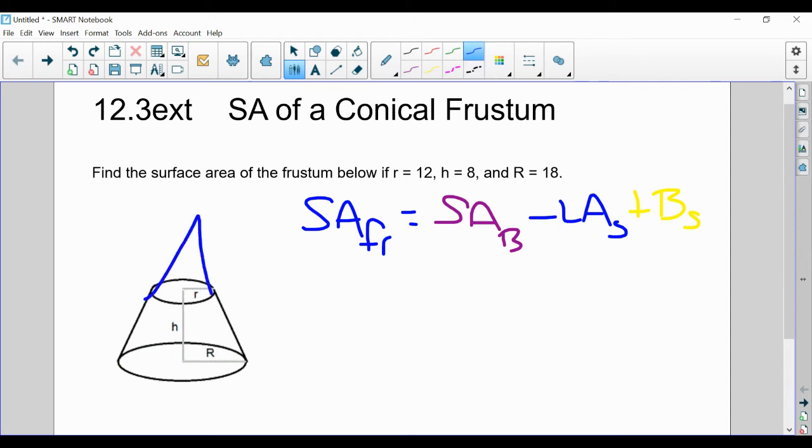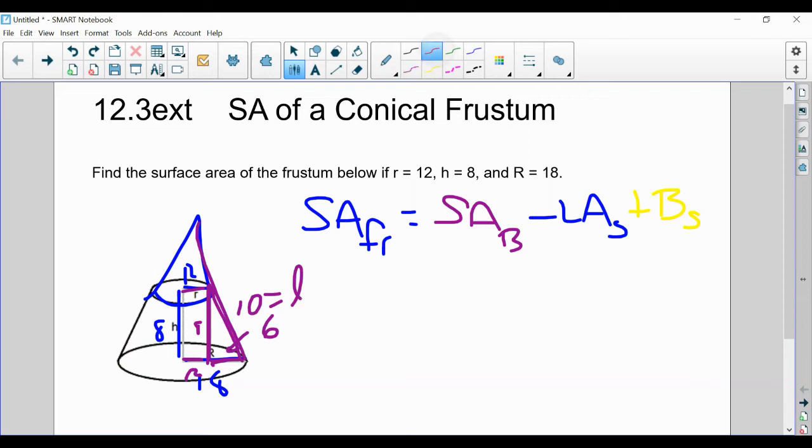I just wanted to get rid of some of the mess there. Now, this is 8, this is 12, this is 18. The first thing I'm going to find is that slanted height of the frustum. If I draw in this height there, that's also 8. You can see I make a right triangle. The distance from the center to there is 12. That's the same as the radius up top, which means that distance is 6. And look, I have a 6, 8, 10 right triangle. So 10 is the slant height of the frustum.